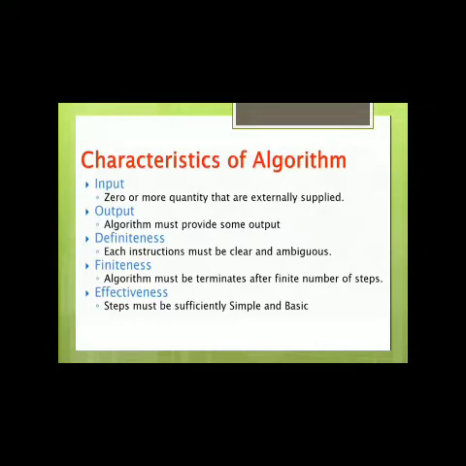Then every instruction should be clear. It should terminate after a finite number of steps. And lastly, steps must be sufficiently simple and basic. Means if I give that algorithm to someone else to understand what task I am trying to obtain a result for, then that person should also understand what I am trying to do. Okay, so all these things should be there in my algorithm.